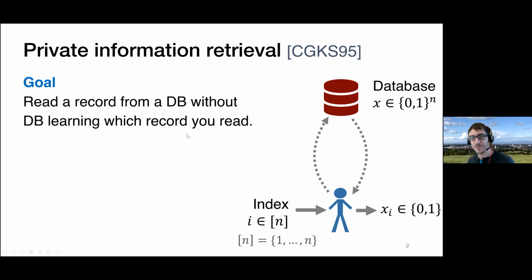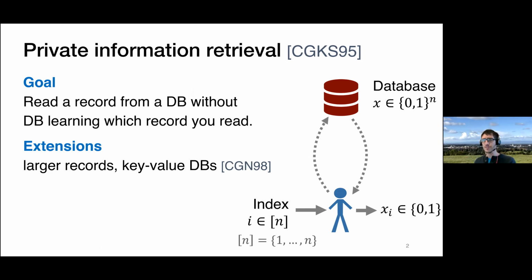So private information retrieval is a cryptographic protocol between a server that holds a database and a client that wants to query a particular record from this database. The protocol allows the client to read this record without the database server learning which record the client is retrieving. Throughout this talk, we will mostly model our databases as n-bit arrays, meaning every record is just a single bit. However, in the literature, there are standard extensions that support databases with larger record sizes, as well as provide a more realistic interface of a key value store or a dictionary rather than that of a plain array, like we'll consider through most of this talk.